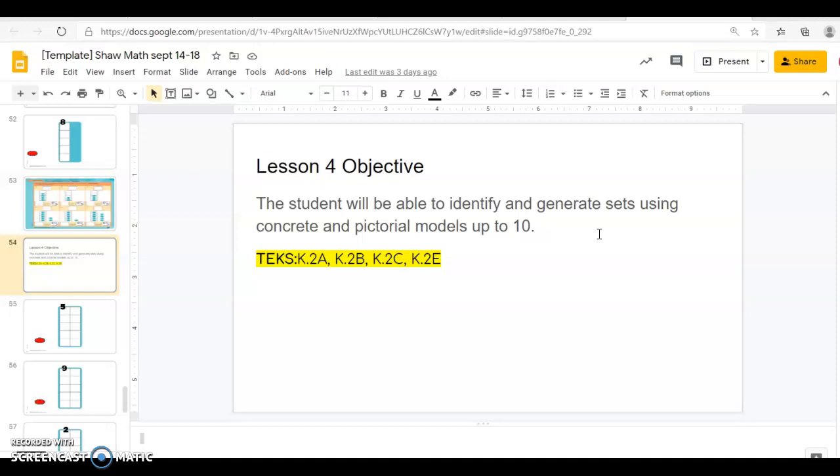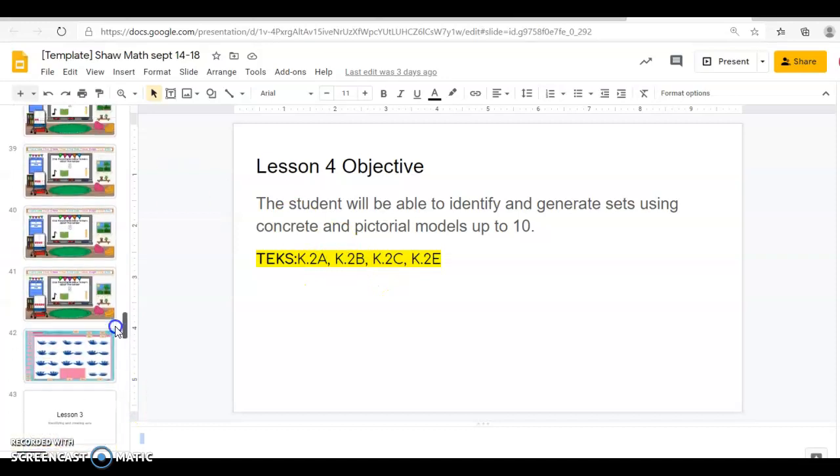For lesson 4, our objective is the student will be able to identify and generate sets using concrete and pictorial models up to 10. Pictorial just means a picture.